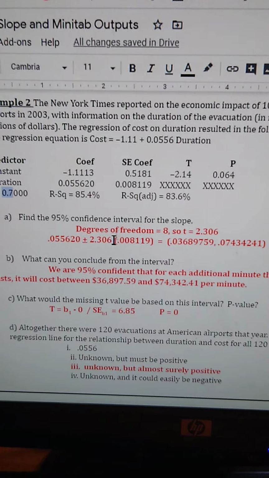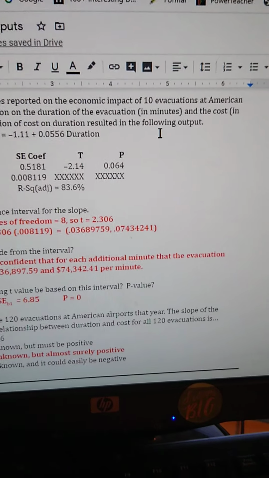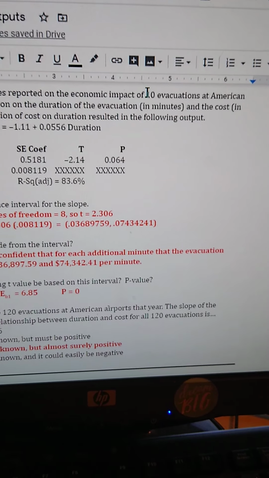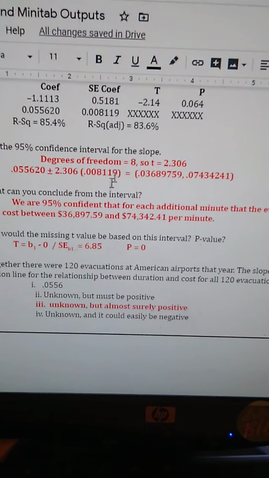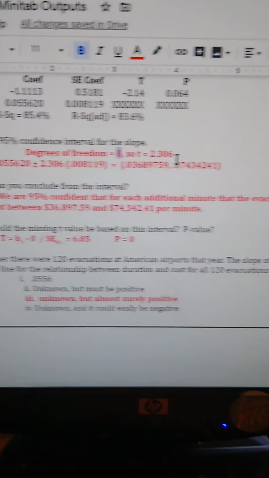Find the 95% confidence interval. Okay, the first thing we've got to recognize is that in the problem, there were 10 evacuations studied. So the sample size is only 10. So what we have is degrees of freedom of 8. So t is going to be 2.306.